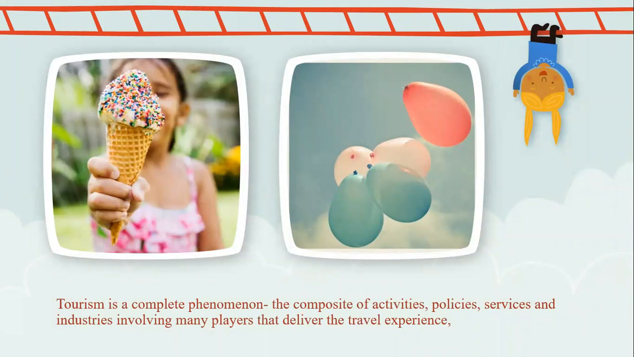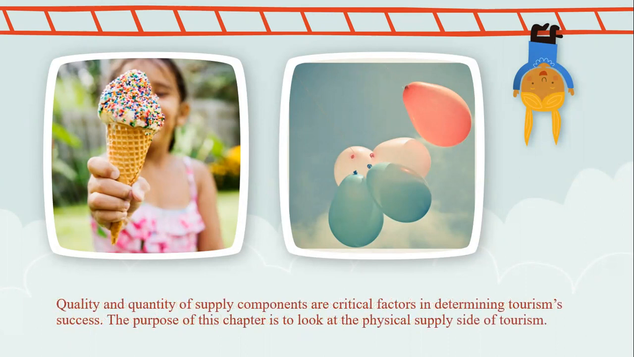Now students, in your previous chapter, in chapter 1, you have already seen that tourism is a complete phenomenon. Tourism is a complete phenomenon that actually is a composite of some activities, some policies, some services, and some industries. And all of these involve many players that deliver the travel experience. Before going to the main lecture, it is important for you to recap what tourism is. Then, the quality and the quantity of supply components are critical factors in determining tourism success.